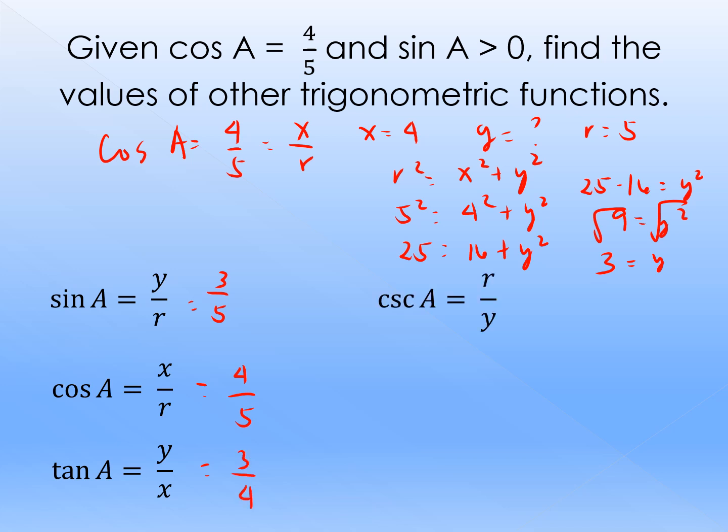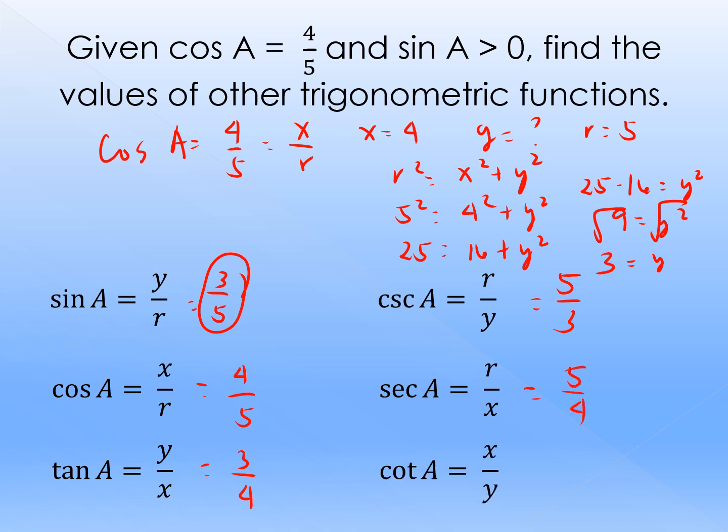For cosecant A, we just simply get the reciprocal of 3 over 5, which is equal to 5/3. Or just simply substitute to r over y. Next, for secant A, it's just simply equal to 5 over 4. And for cotangent A, it's just simply 4 over 3. After writing or substituting the given values, let us now proceed with the condition.